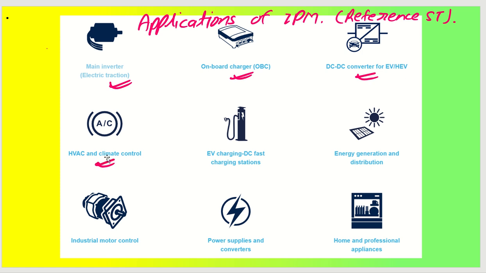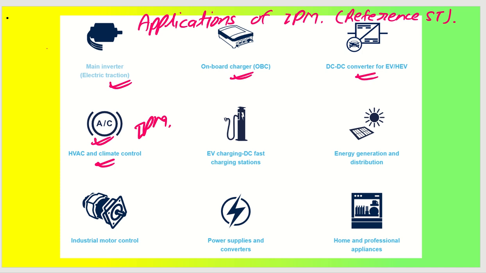HVAC is basically nothing but the heating systems or ventilation systems in our homes. We have air conditioners. All these things require some motor for the air to flow in and out. So for air control, we utilize some kind of motors, and to make them run properly, we utilize IPMs.